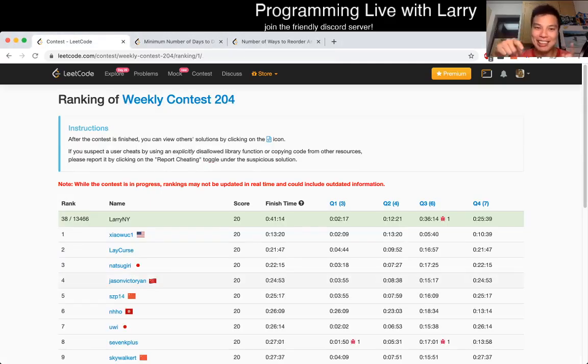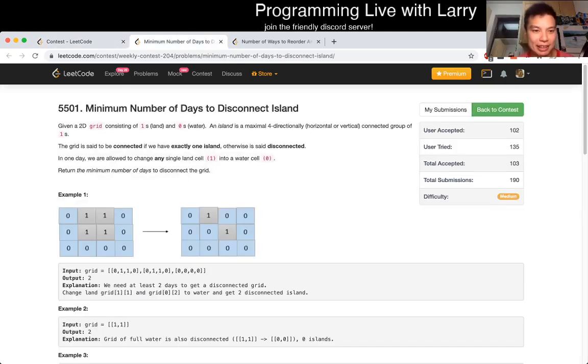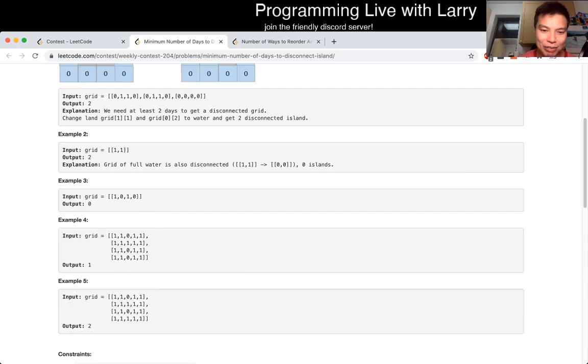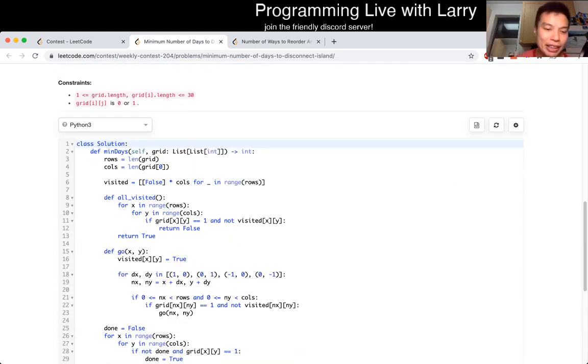This is me going over weekly contest 204, Q3, minimum number of days to disconnect island. So this was a tricky problem. As you can tell, even now, about an hour in, only 25 people got it accepted during the contest. If you watch my video, which I will have later of me live during the contest, it's just a really hard problem, or not really hard, but hard to convince yourself what is correct. And I had a silly mistake which you can see during the video.